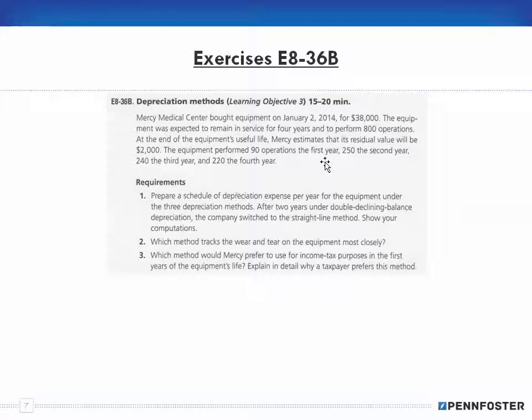Now, I'm looking at 36B here, and it says depreciation methods. Without reading this, I looked at the requirements, and I'm seeing prepare a schedule of depreciation expense for the equipment under 3 depreciation methods: double declining balance, straight line, and let's see, units of production.